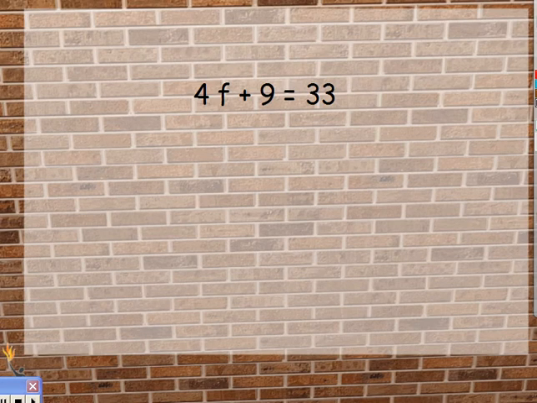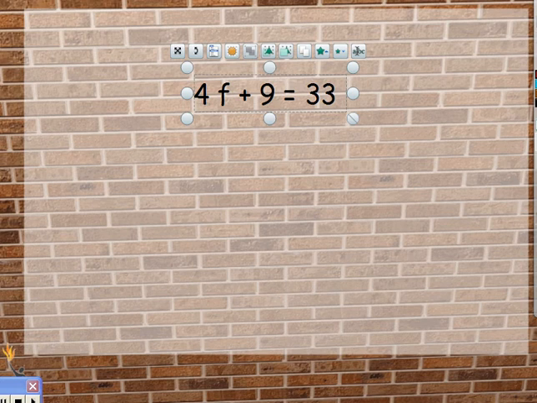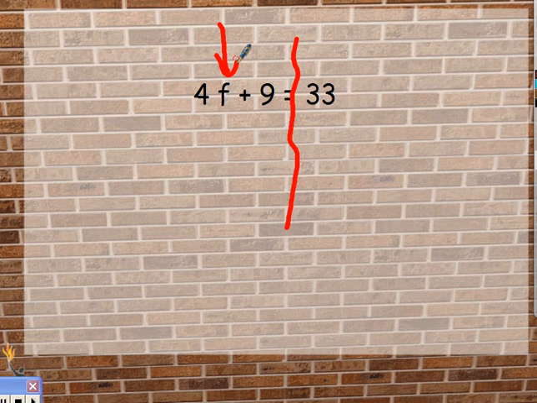4f plus 9 equals 33. First we have to decide what we need to get rid of. Since the f is on the left side of the equal sign, the numbers on the same side of the equal sign are the ones we need to get rid of. Because we have to isolate the variable, we need to get the variable f by itself. So we need to get rid of the 4 and then the 9. The big decision is which one to get rid of first.